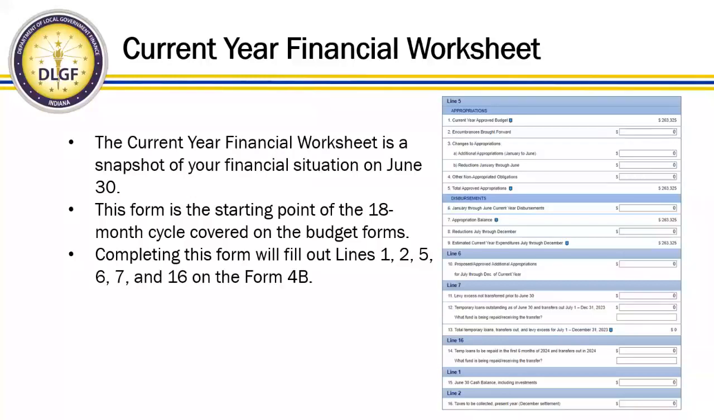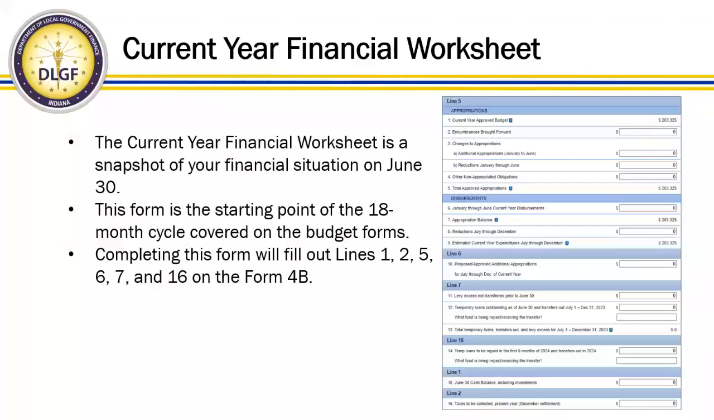Now, one thing here is sometimes boards and councils decide to reduce the budget in the last 6 months. We typically see that more in the last 6 months than the first 6 months. And this is where you can include that reduction. Now, at this point in time, it can be anticipated, but by the time the DLGF reviews the budget, we need the actual resolution or ordinance to do that.